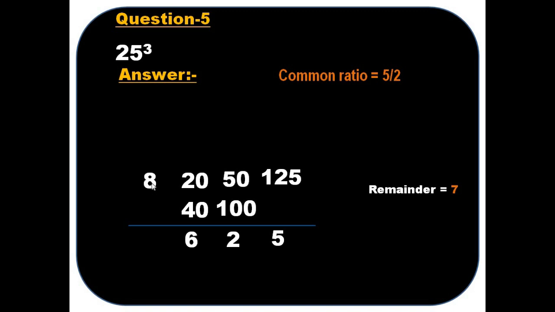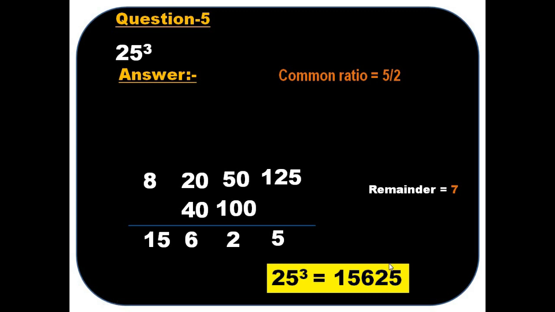Now adding this 8 with 7, 8 plus 7, it is 15. So what is our answer? 25 cube is equal to 15,625. So this is an easy method to find the cube of a 2-digit number. If you practice, you can very well do it within a fraction of seconds.